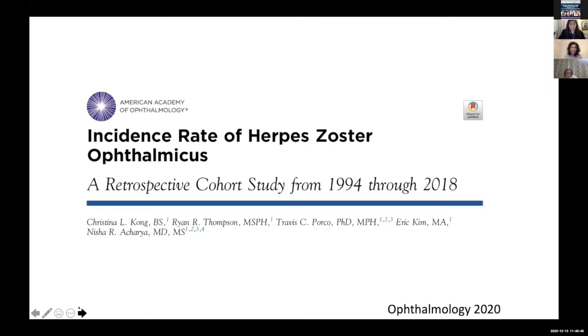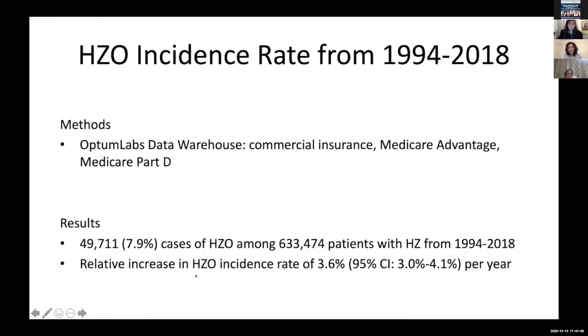So just wanted to talk a little bit about what our current knowledge of herpes zoster ophthalmicus is. Our group did a study that was published in Ophthalmology earlier this year, looking at the incidence of herpes zoster ophthalmicus from 1994 to 2018. We used a very large insurance claims database that had millions of patients across the United States with commercial insurance and also Medicare. Basically we found that the incidence has continued to increase every year. The average rate of increase per year is about 3.6%, with a very tight confidence interval between 3 and 4% per year.